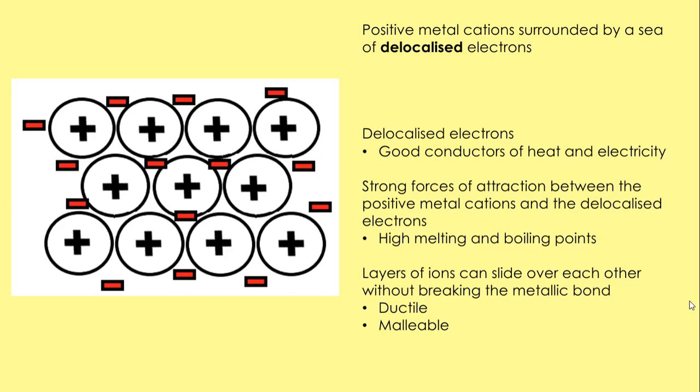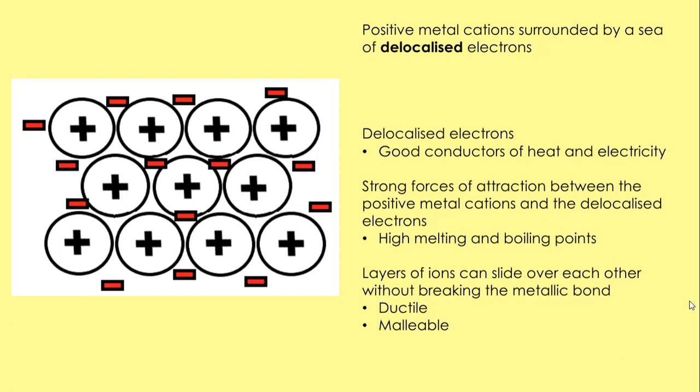This delocalization of the electrons means that metals are good conductors of heat and electricity. We can also make a link between this type of bonding and the high melting and boiling point. Metals, apart from mercury, we'd normally associate with having high melting and boiling points, and that's because there's a very strong force of attraction between the positive metal cations and the delocalized electrons. Because it's a strong attraction, it takes lots of energy to break it apart, so we have high melting and boiling points.